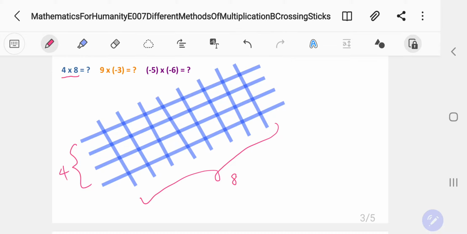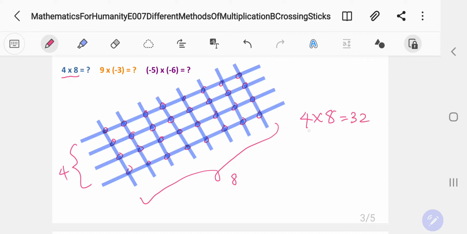And let's count the intersections of these crossed sticks. 1, 2, 3, up to 20, 21, 22, up to 32. That is the product of 4 times 8. So 4 times 8 would be 32.